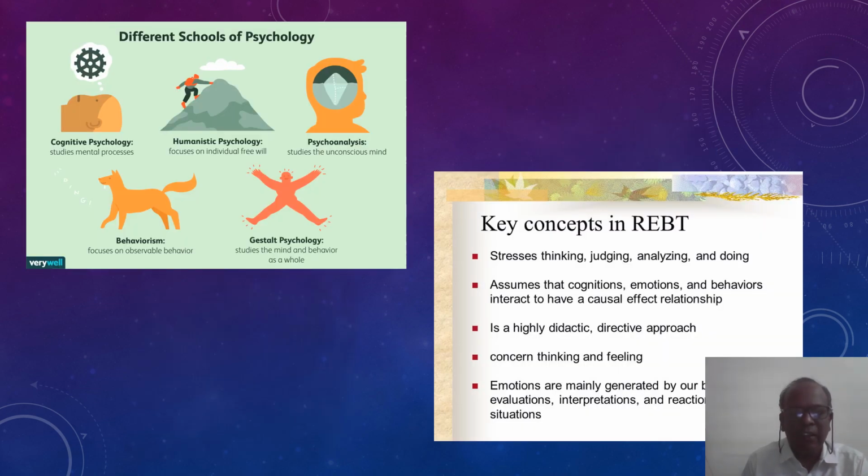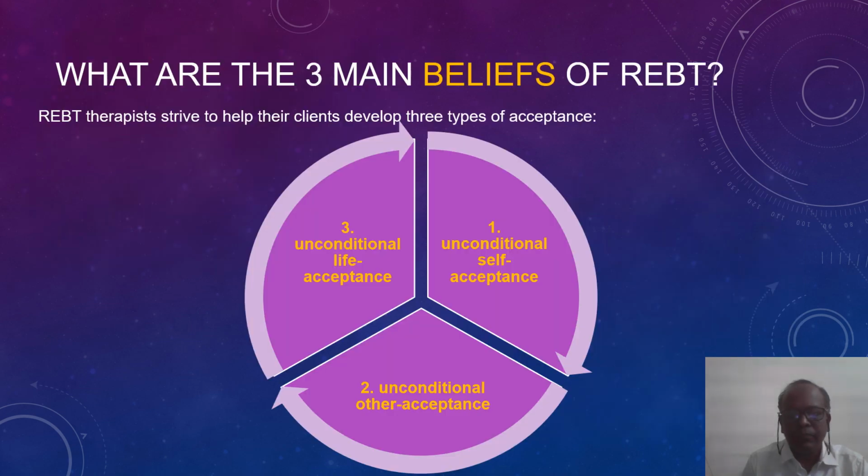Different schools of psychology include cognitive psychology, humanistic psychology, psychoanalysis, behaviorism, and Gestalt psychology. The key concepts of rational emotive behavior therapy include a stress on thinking, judging, analyzing, and doing. It assumes that thoughts, emotions, and behaviors interact to have a causal effect relationship.